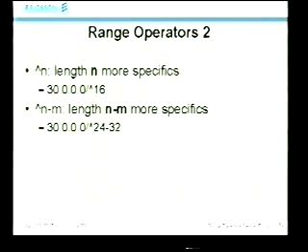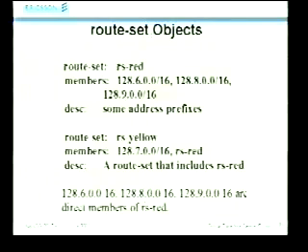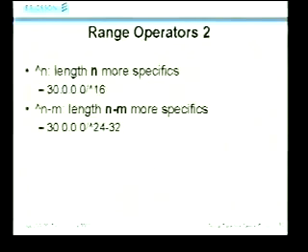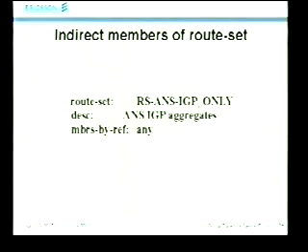Okay? Now, there'll be more about these later in an example, but what I want to talk about now is route sets. You saw how in this route set object rs-red, I list the members, these three address prefixes. And I said that these three address prefixes were direct members of RS-red. But there is another way in which a route can be a member of a route set, and that is indirect members of a route set.